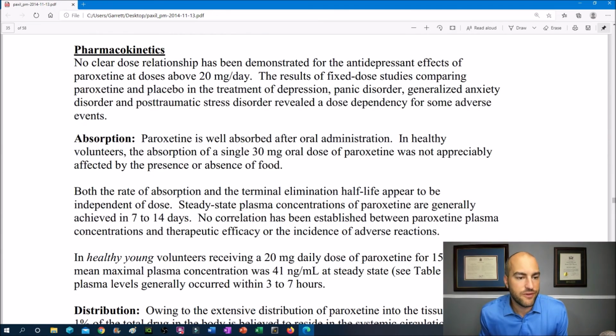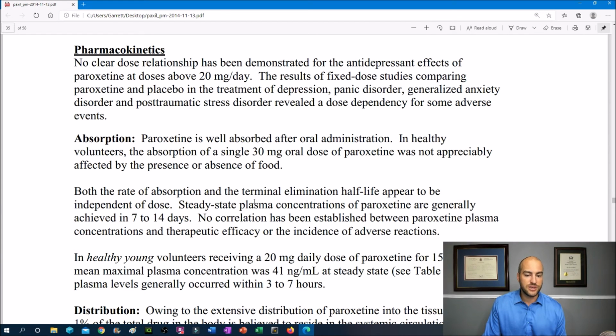I guess we can go over some pharmacokinetics here. So we'll start with absorption. Paroxetine is well absorbed after oral administration. In healthy volunteers, the absorption of a single 30 milligram oral dose of paroxetine was not appreciably affected by the presence or absence of food. You can take this medication without respect to food.